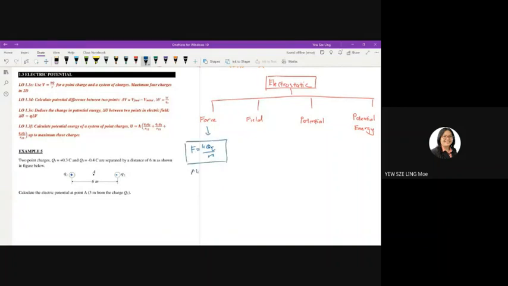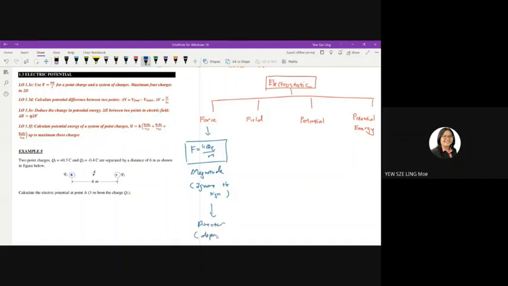Then how do we determine the direction? Direction is based on the sign conventions of the charge. When you apply these equations, remember you ignore the negative sign. When you calculate magnitude, you ignore the sign. This is very crucial. If you want to determine the direction, then it depends on the sign.